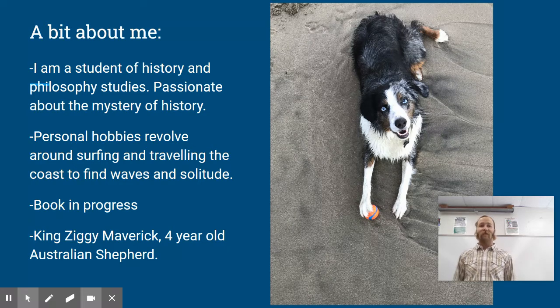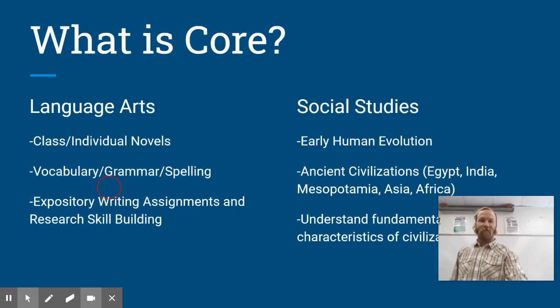Some personal hobbies, they revolve around surfing and traveling the coast to find waves in solitude. That's something I'm deeply passionate about. I do have a book in progress. I'm working on a coming of age novel of sorts for a student who's going through a lot of changes, and I hope to be able to share that at some point down the line. And lastly, as you can see in the picture there, that is my dog. That is King Ziggy Maverick. He is a 4-year-old Australian Shepherd, and he is a great travel companion and friend. So that's me. Let's learn a bit about the course.